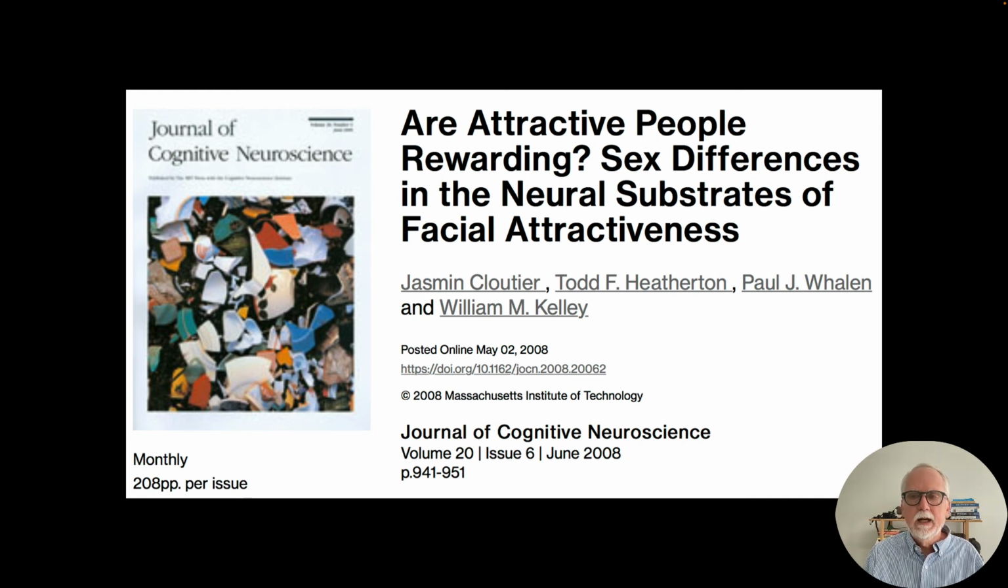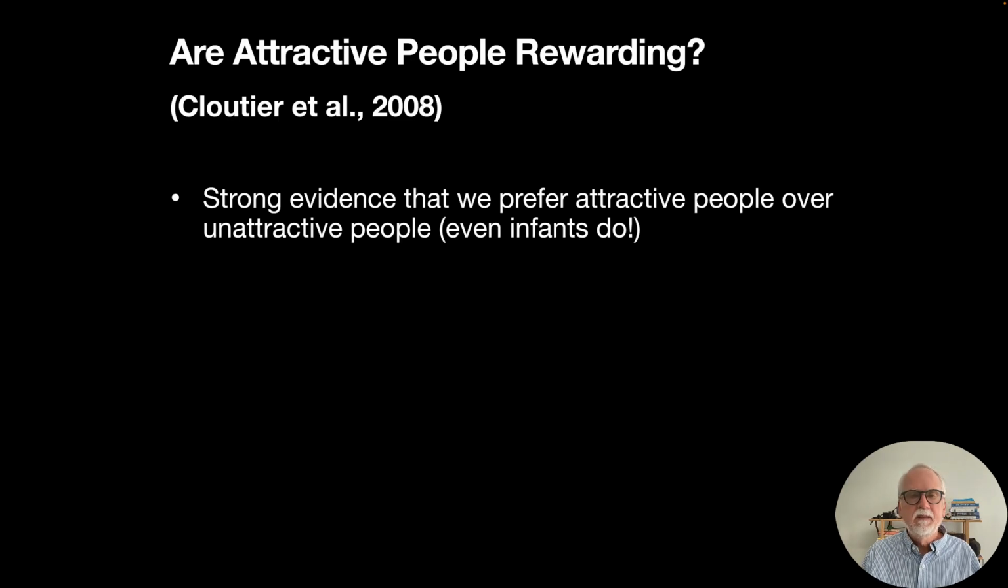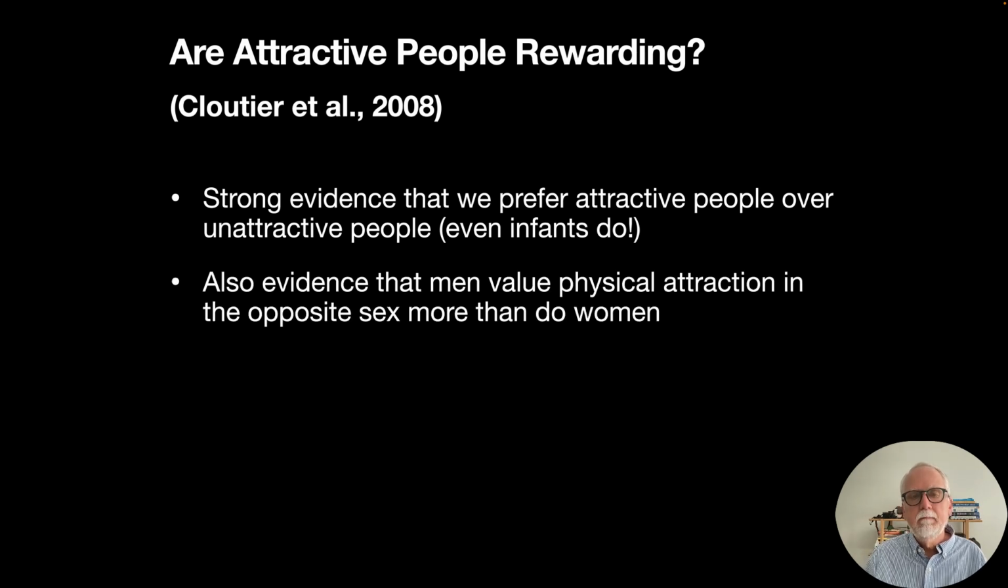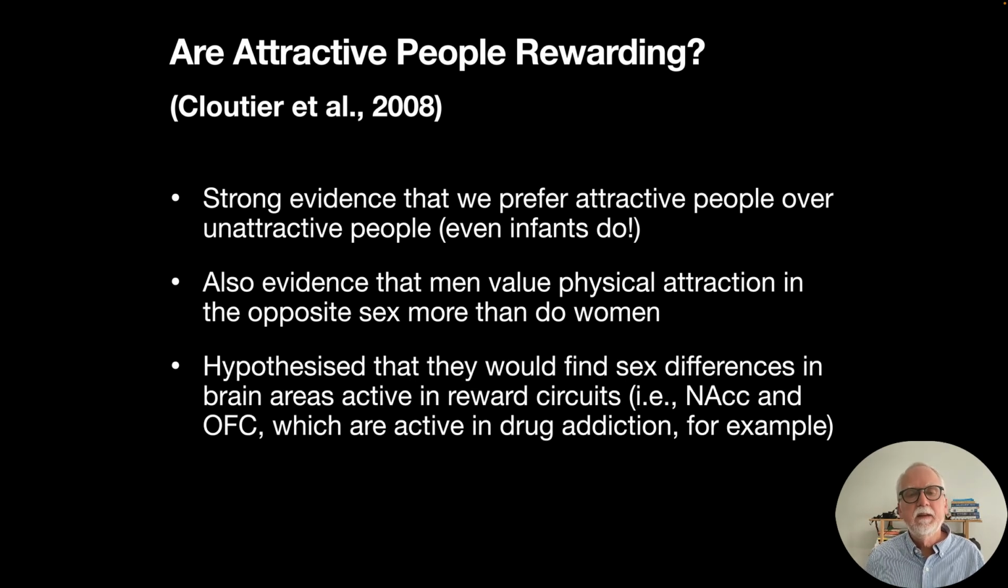Now, what Claudier et al. did in 2008 is they said, well, there's strong evidence that we prefer attractive people over unattractive people. Even infants like to look at attractive faces. But there's also evidence that men value physical attraction in the opposite sex more than do women, okay? So what they hypothesized is that they would find sex differences in brain areas active in reward circuits.